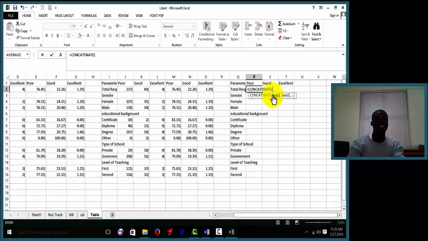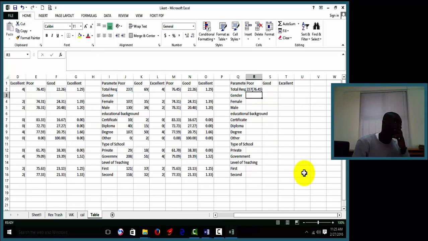So when I double click on concatenate, I click on the first figure, this one. Then I bring a comma. Then I go and click on its corresponding proportion, this one. Then I just click enter. Have you seen what has happened? So I now have the figure and its proportion behind it.